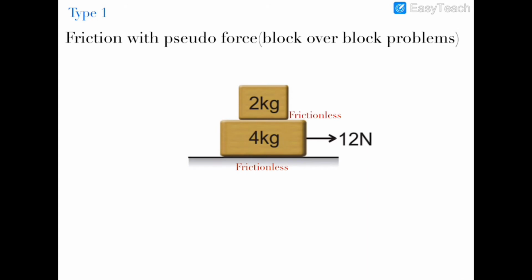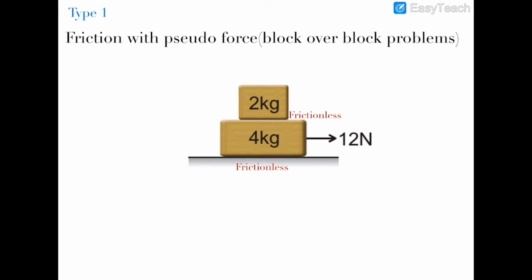In this type 1 of problems, I will demonstrate the block over block problems, which are also called two block problems. In the first case, I am taking a block of 4 kg and a block of 2 kg which is placed over the 4 kg, and both the surfaces are frictionless. There is a force of 12 Newton acting on the 4 kg block, and we have to find the accelerations of these two blocks in horizontal directions.